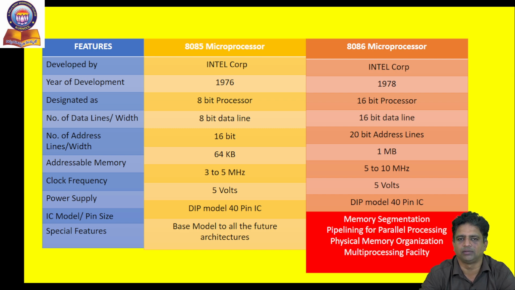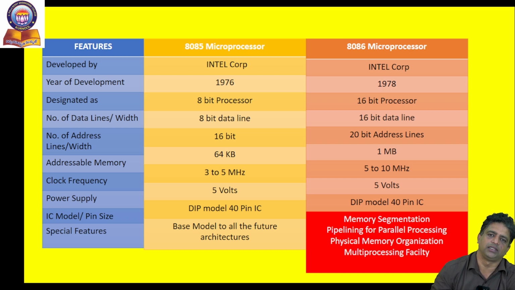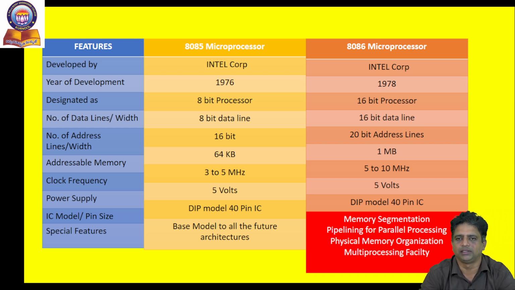But we see a similarity: both use the same power supply, a 5 volt VCC supply. This could be a plus point for 8086, using a similar voltage and similar power supply, it gives high-end performance compared to the 8085 microprocessor. Another specialty of 8086 is that it has the same 40-pin IC structure as 8085, and it also has many more enhanced features.